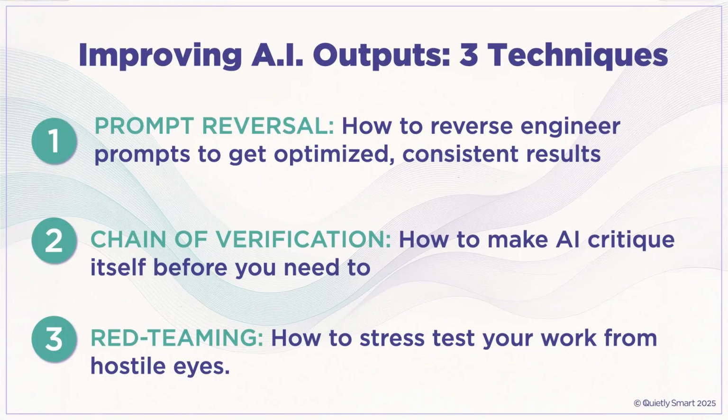Okay, so those 3 techniques were prompt reversal. So that's capturing your refinements as reusable formulas. There's chain of verification. That's making AI self-critique before you see it. And thirdly, red teaming. That's stress testing through hostile eyes. So you use these when the output actually matters.